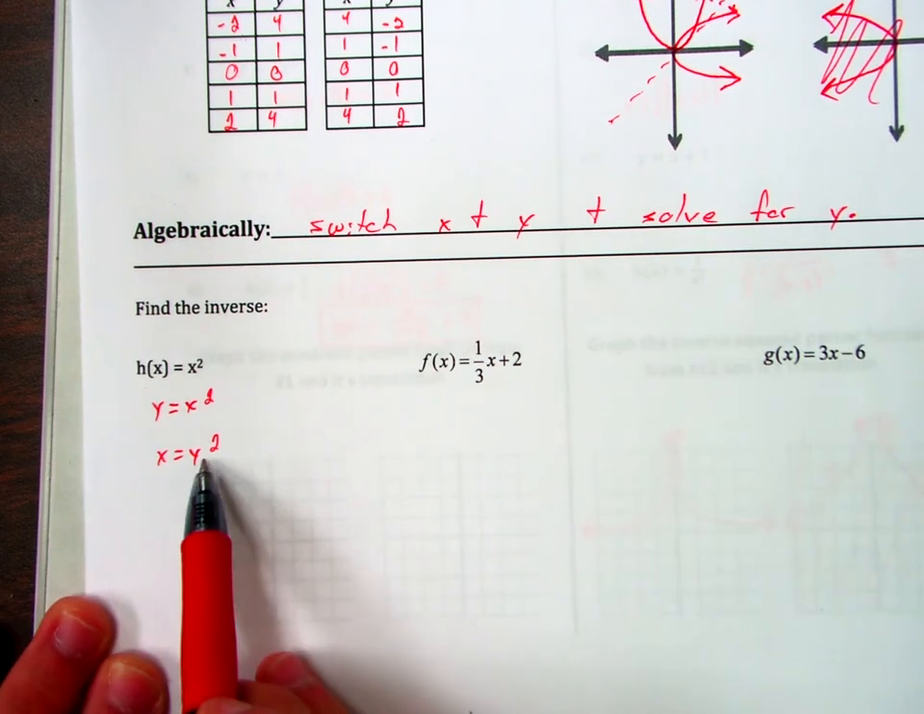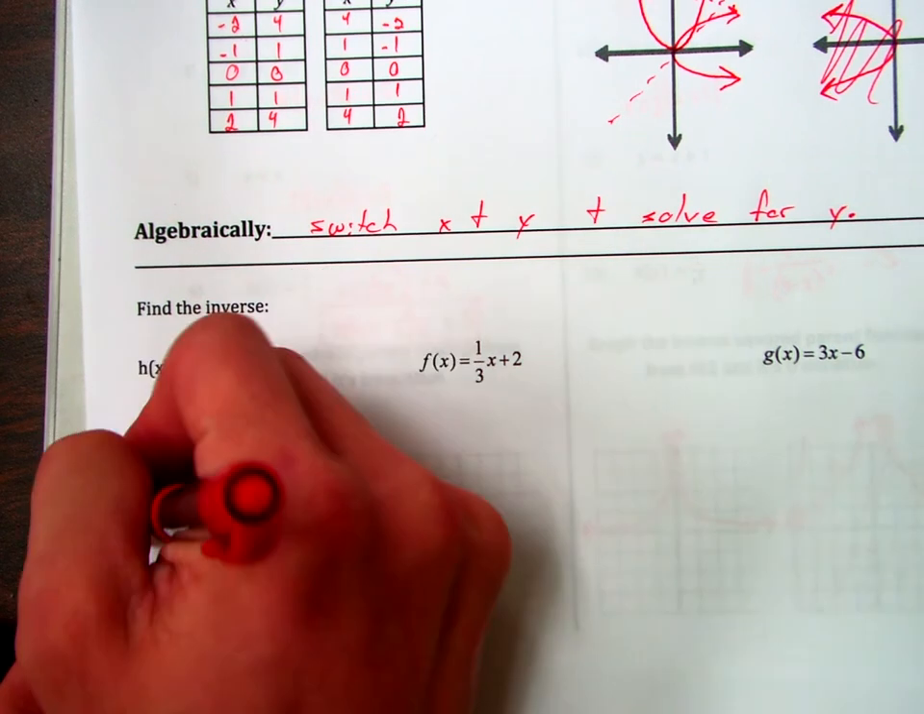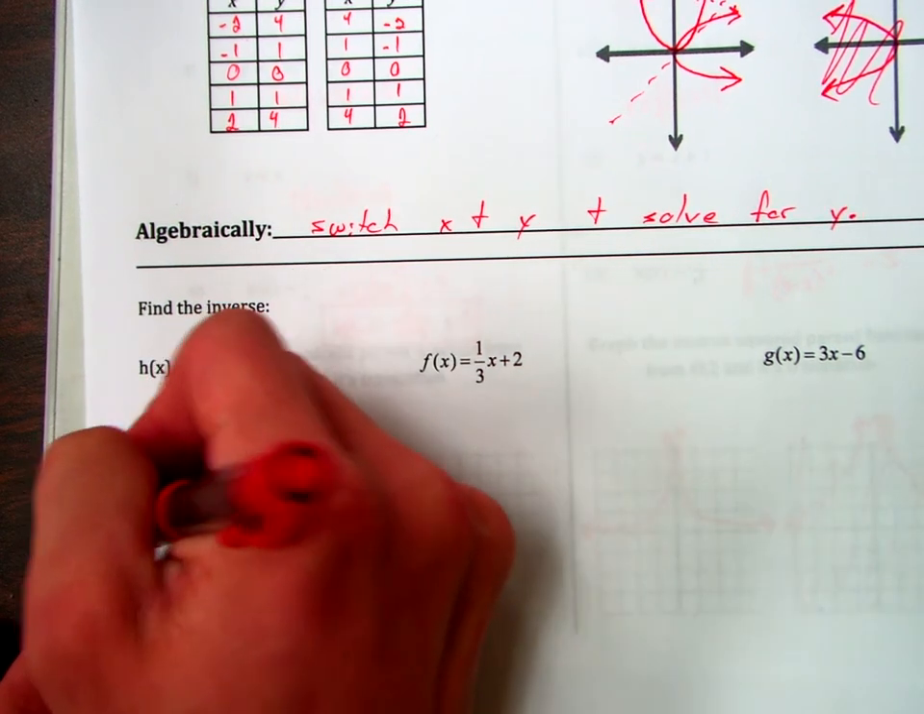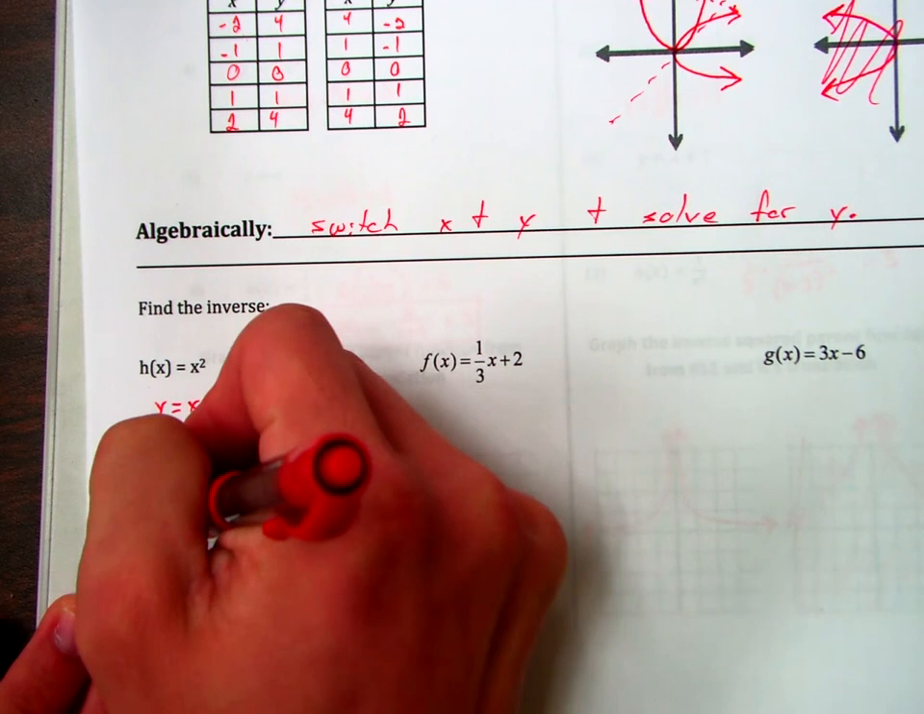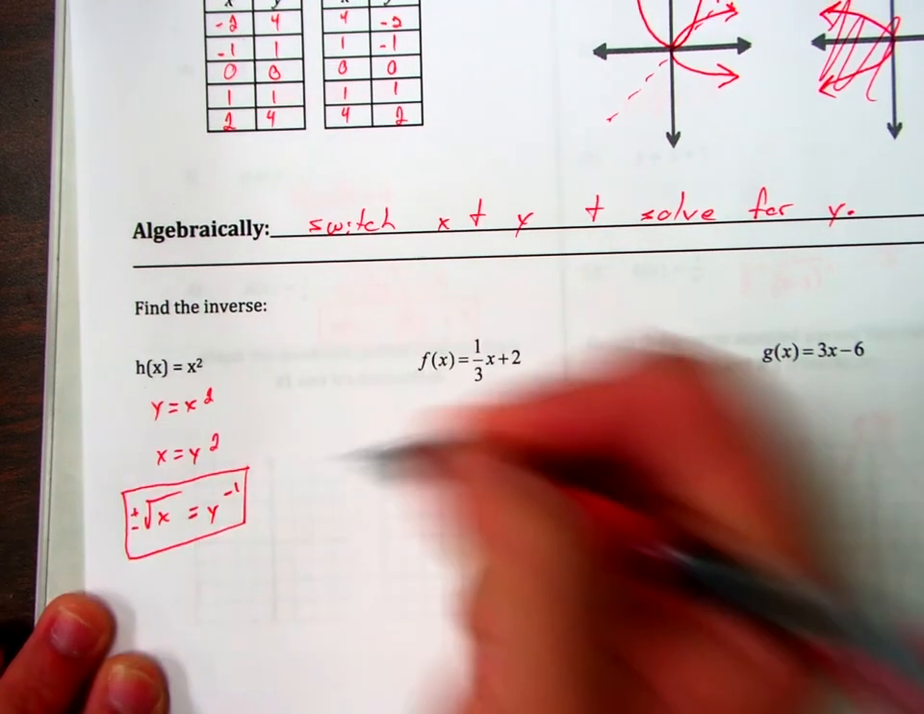Then simply take the square root. I've got to solve for that y. So I'm going to take the square root of both sides. When I do that, it's plus or minus the square root of x equals y. Once I've solved for y, that is the inverse. So there's the inverse algebraically.